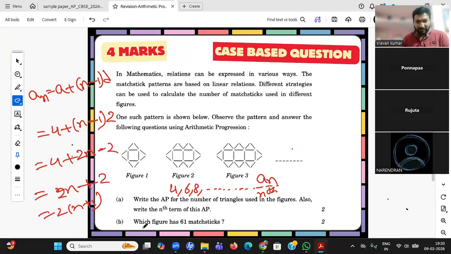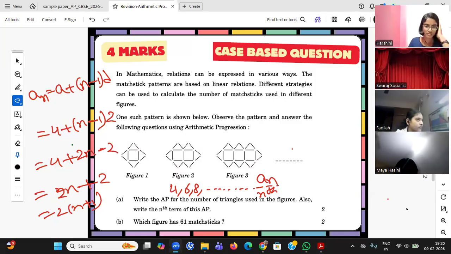Okay. Next question. Which figure has 61 matchsticks? Oh, Harshini is saying no figure. Yes, Fadila. How will you do it, student? Which figure has 61 matchsticks? Sir, an is equal to 61. Very good. So what do we generally assume? It is a sequence. We will assume the nth term has the value 61, which is an. So an equal to 61.